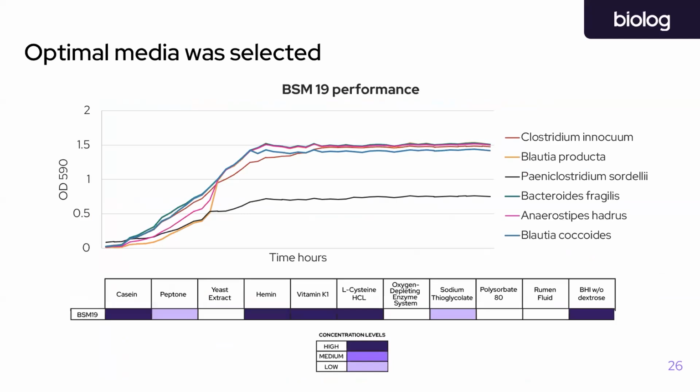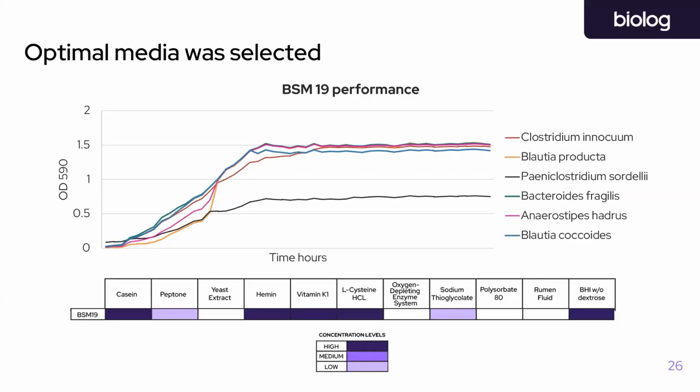Here we can take a closer look at BSM-19, our optimal media, where most strains reach a maximum OD at a similar time. As we can see, BSM-19 supports growth of all 6 obligate anaerobes using a high level of casein, a low level of peptone, high levels of hemin, vitamin K1, and L-cysteine, low levels of sodium thioglycolate, and high levels of BHI.